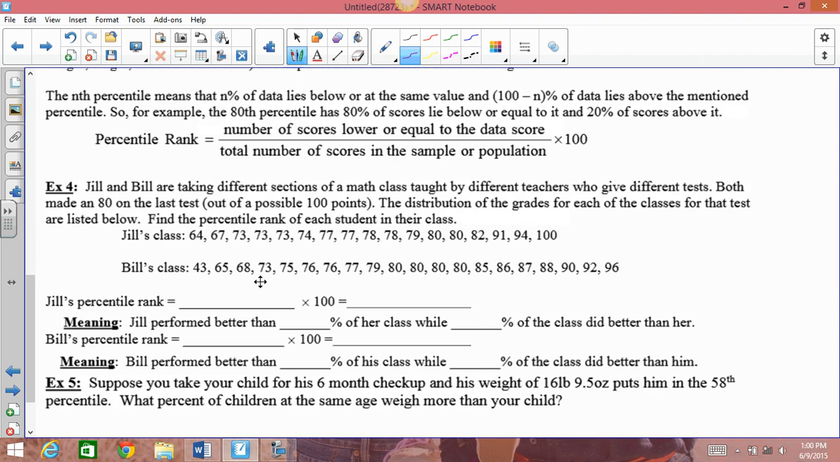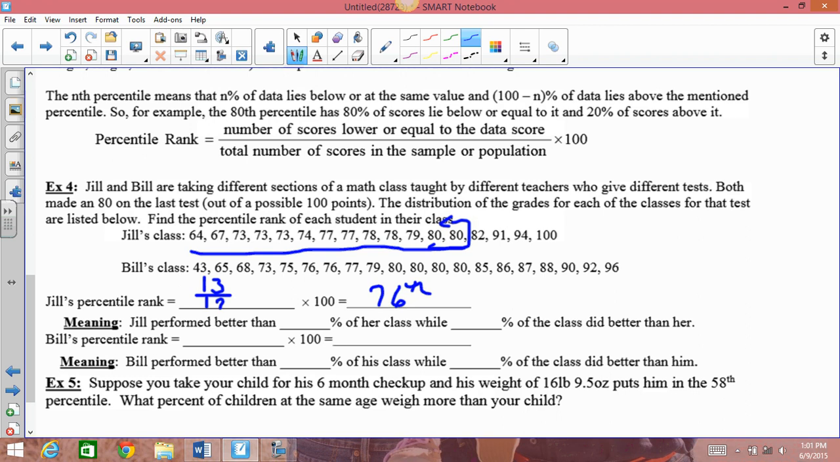So here's Jill. We want to figure out the number of people in her class that got an 80 or less. Since she got an 80, we don't know which one of these 80s is hers, but it doesn't matter, because according to your formula, it's the number of people that got that score or lower. So even though she tied with somebody else, they all need to be included. I'm going to add everybody from here back, and you would find that would be 13 students that got her score or lower, divided by the total number of students in the class, which would be 17, times 100. That would put her at the 76th percentile.